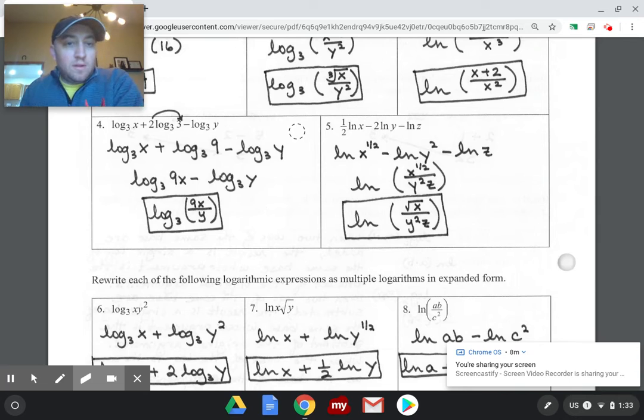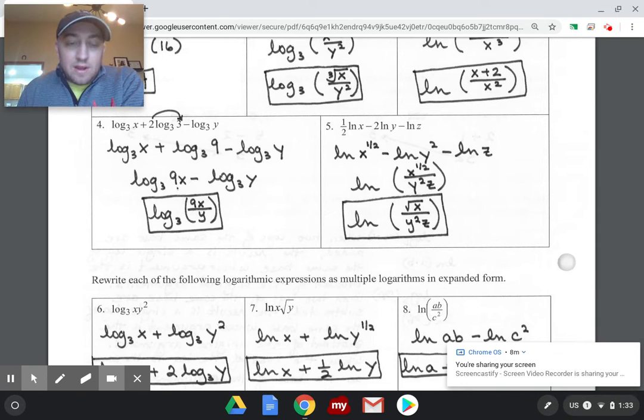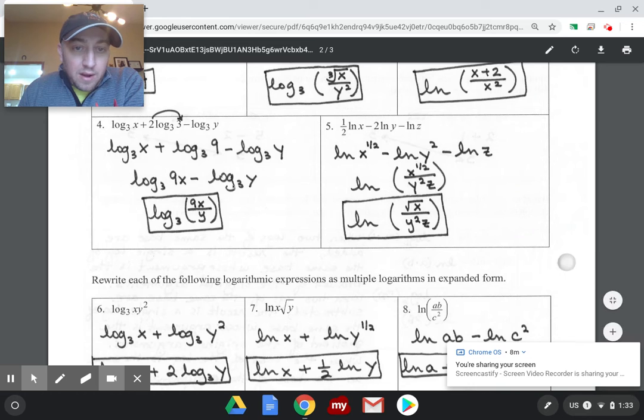Number 4, same thing. If I have coefficients out there in front, the first thing I would need to do is bring them back inside, which they did. There's only one of them right here with the 2, brought it back inside. Now we just work in order from left to right. Log base 3 of x plus log base 3 of 9. I'm going to combine those by multiplying 9 and x, which is 9x. And then I would have minus log base 3 of y. Combine those by division, 9x over y. There's our answer.